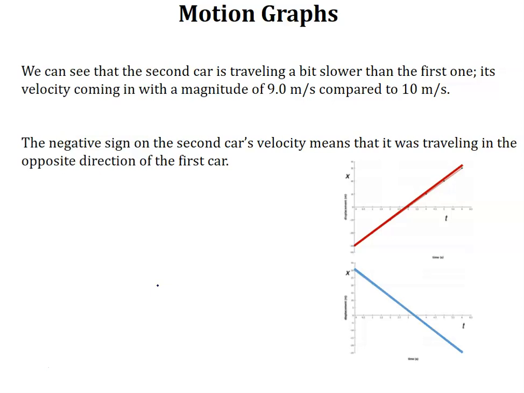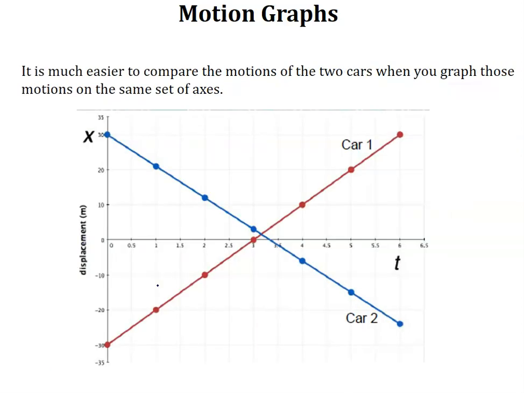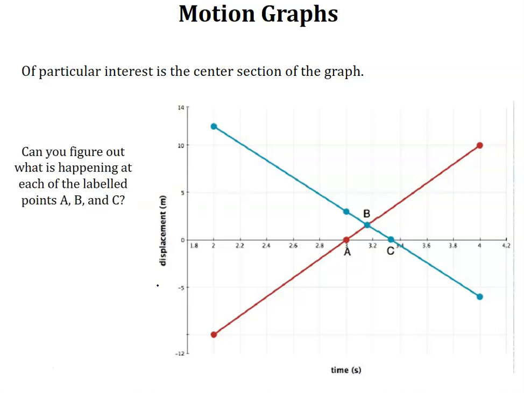And you can see that very easily glancing at the two graphs. The negative sign on the second car's velocity means that it was traveling in the opposite direction of the first car. It's much easier to compare the motions of the two cars when you graph those motions on the same set of axes. So here it's easier to see that the slopes are not quite the same. Of particular interest is the center section of the graph, the A, B, and C points. Can you figure out what is happening at each of the labeled points, A, B, and C?